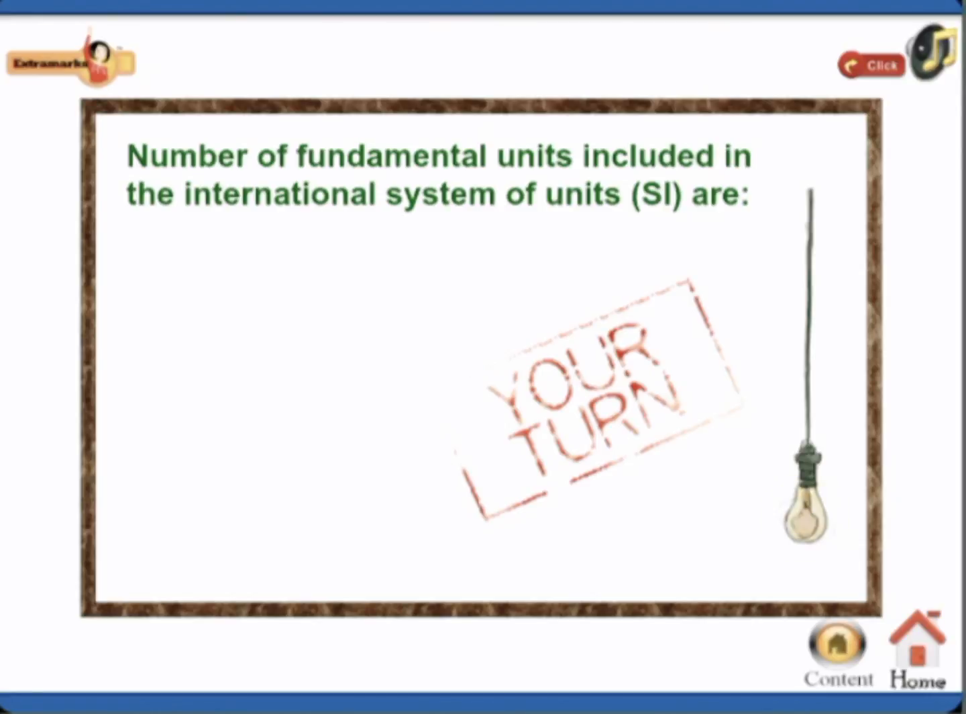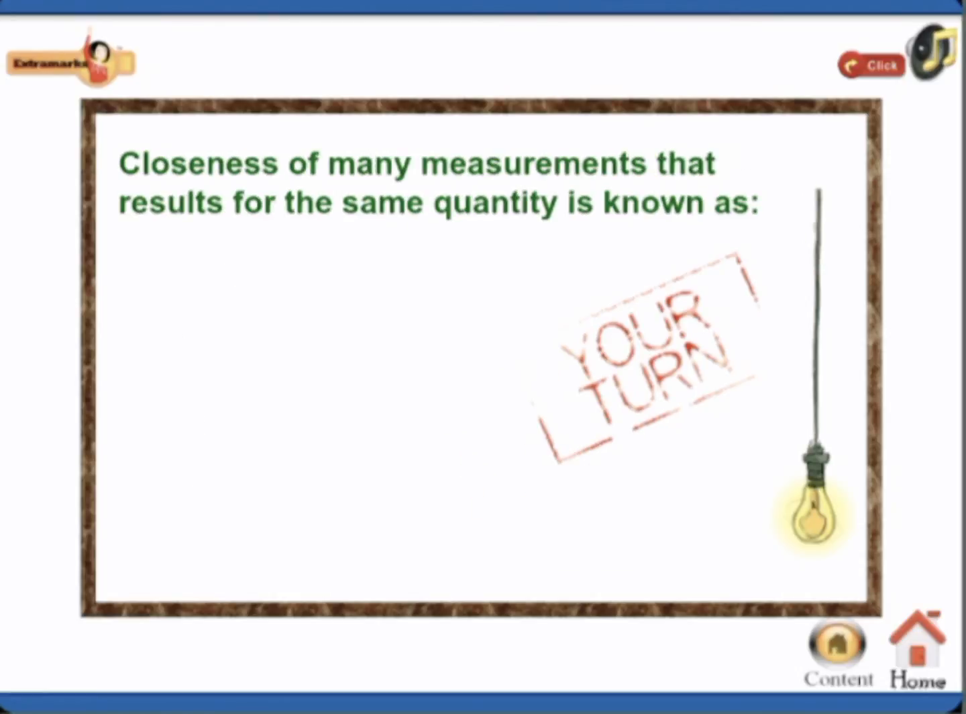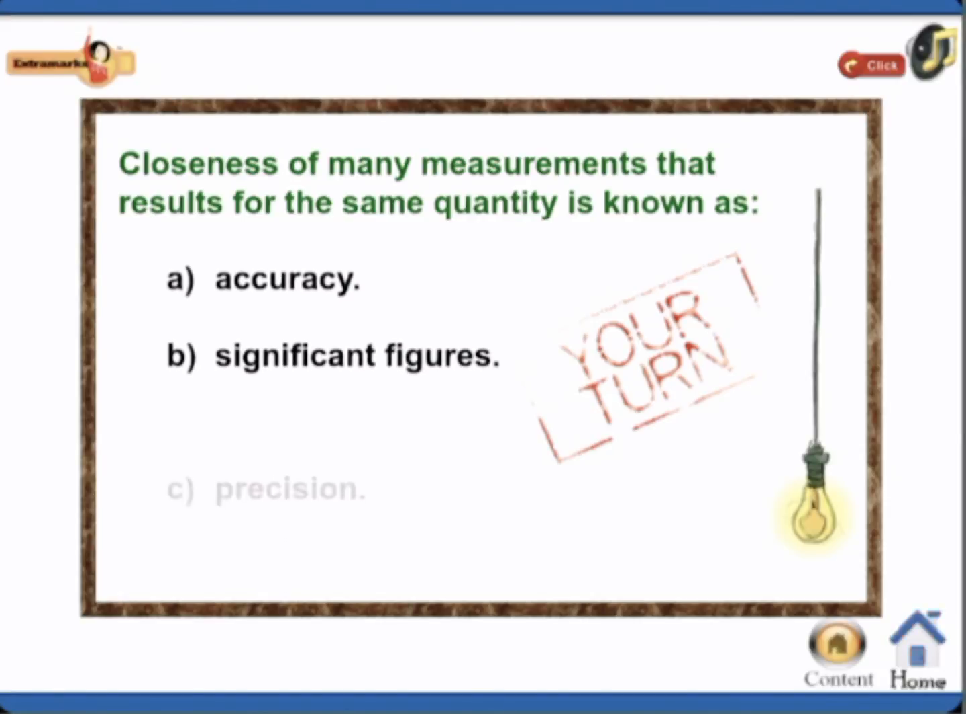Fundamental units included in the international system of units, from the given options, which are A. 6, B. 7, C. 9, D. 5. Closeness of many measurements that results for the same quantity is known as. The options are A. Accuracy, B. Significant figures, C. Precision, D. Uncertainty.